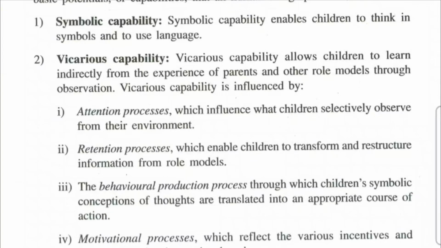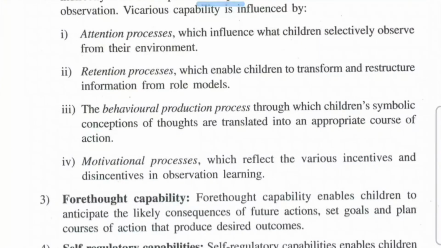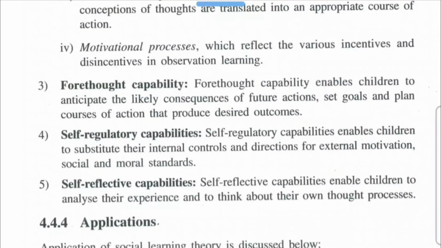Vicarious capability is influenced by attention processes. These influence what children selectively observe in their environment. Retention processes. These enable children to transform and restructure information from role models. Behavioral production process. This process translates children's symbolic conceptions of thoughts into an appropriate course of action. Motivational processes. These reflect the various incentives and disincentives in observational learning.